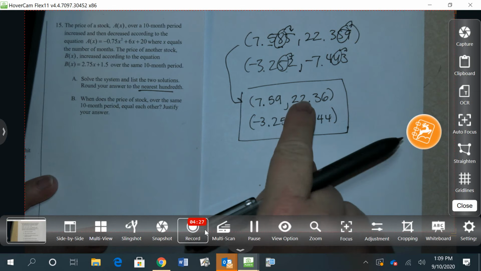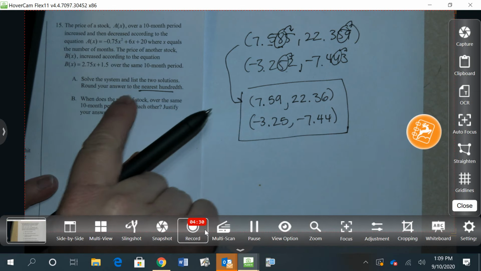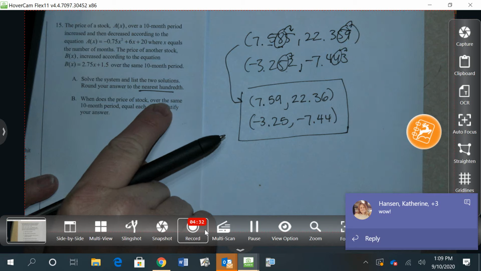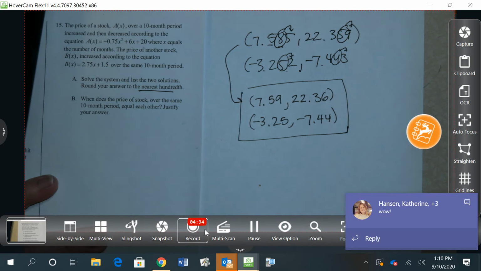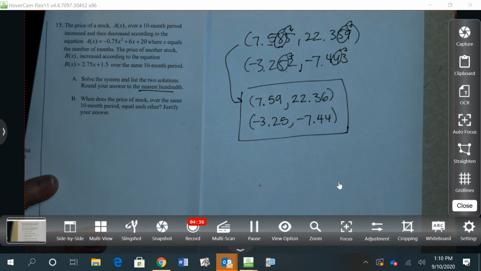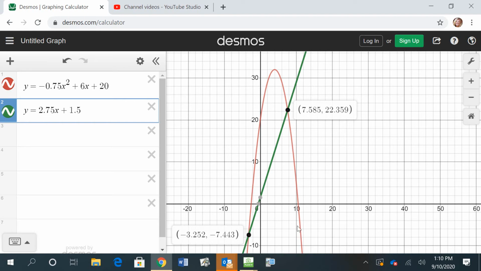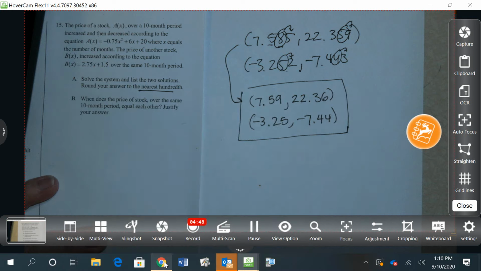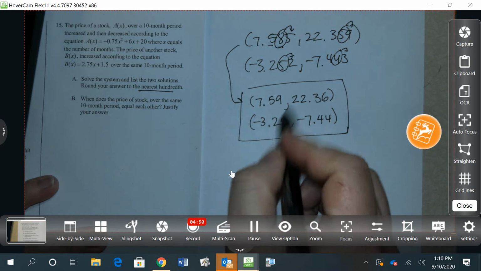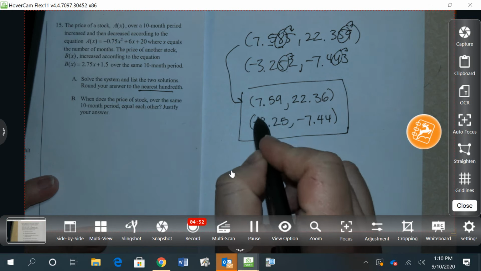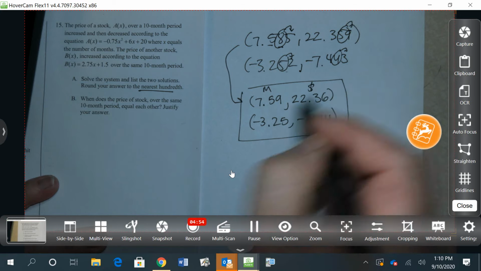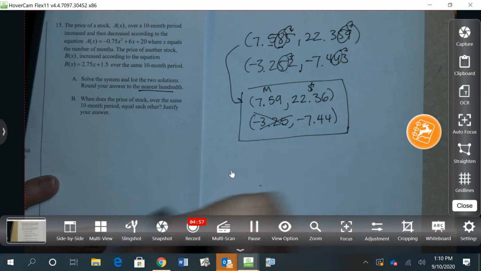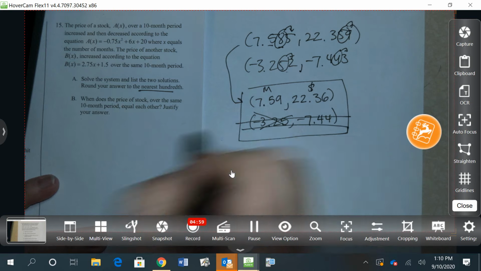These are the two places in which the graphs cross. Now, when does the price of stock over the same 10-month period equal one another? They equal each other at these two places on the graph. But this second one is an extraneous solution, because this is the number of months and this is the price of stock. You can't have a negative number of months. That makes this extraneous.